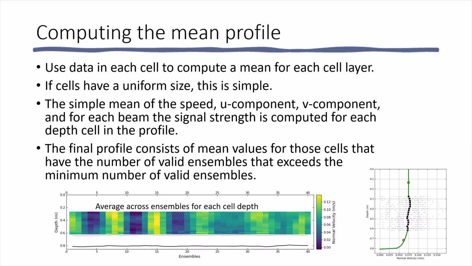Computing the mean profile is simple when the depth cells have a uniform size and depth. The simple mean of the speed, U component, and V component, and for each beam the signal strength, is computed for each depth cell in the profile. The final profile consists of mean values for those cells that have the number of valid ensembles that exceeds the minimum number of valid ensembles set in QRevMS.